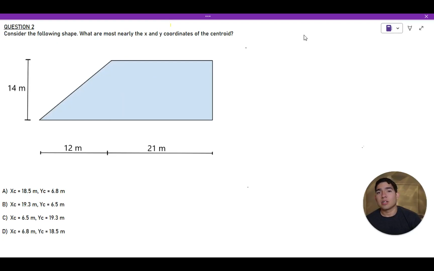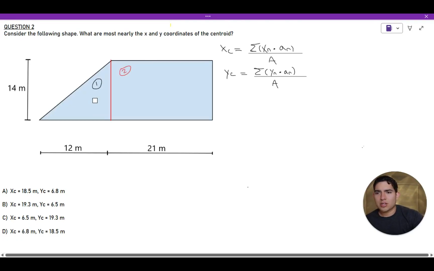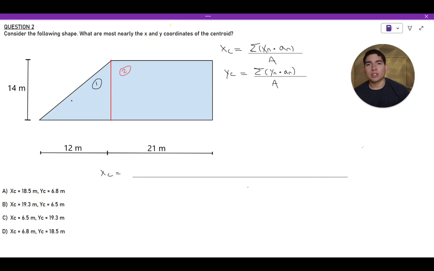Moving on to question number 2. Now we need to find both the x and y coordinates for the centroid of our shape. So in this case, let's go ahead and split up our shape into a triangle and a rectangle, as you can see here. And then let's use our formulas to solve the problem in the same way we did with the last one. So let's start off by finding the x coordinate of the centroid.